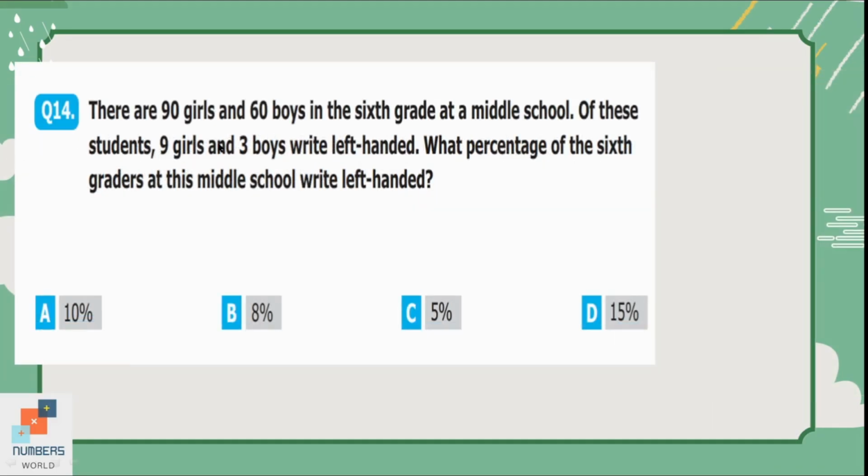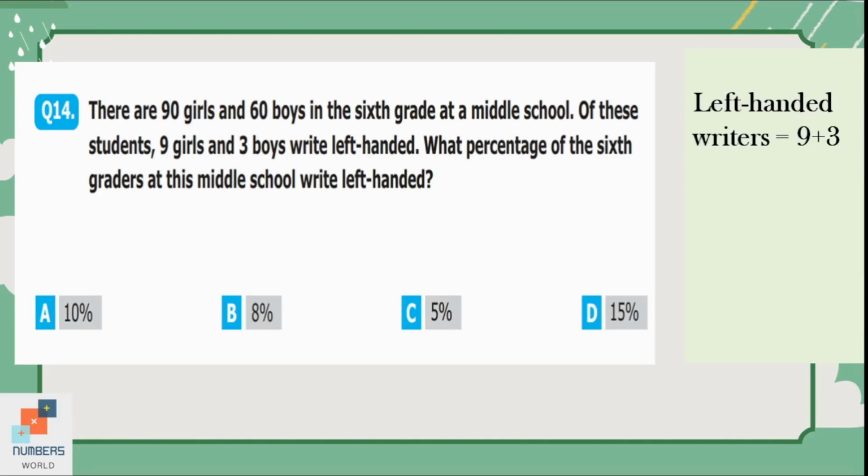Question number 14. There are 90 girls and 60 boys in the 6th grade at a middle school. Of these students, 9 girls and 3 boys write left-handed. What percentage of the 6th graders at this middle school write left-handed? So first of all, we have to calculate the total number of students who write left-handed. That is equal to 12. And now we need to find out the total number of students.